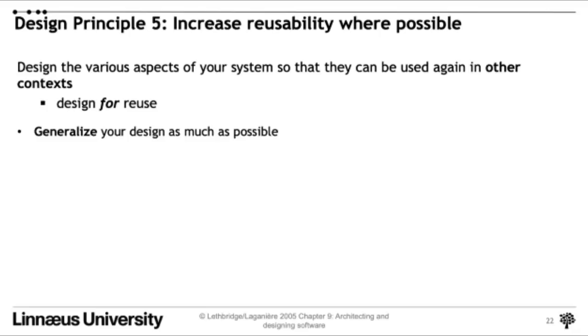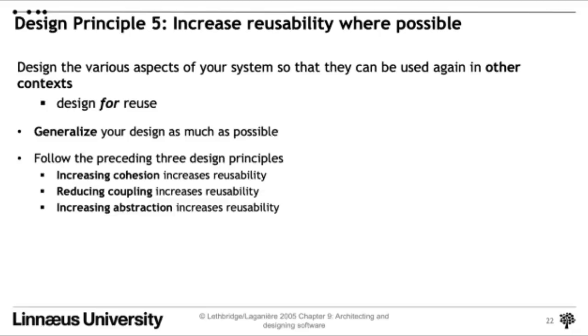And how to do that? Well, keep in mind the preceding design principles. Try to always increase the cohesion for your class or package or module. Try to reduce the coupling, because the less the coupling, the easier it is to reuse the asset. And trying to increase the abstraction will also allow you to improve reusability.